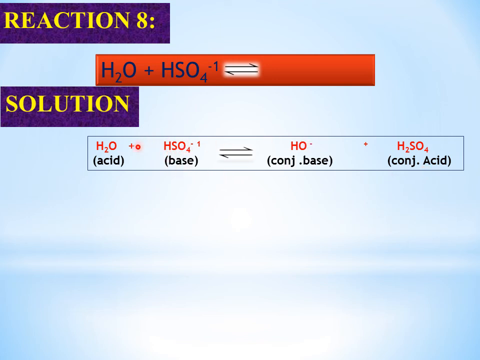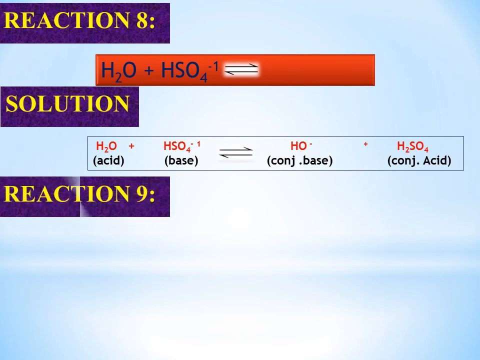And as we know that water is formed from one hydroxyl ion and one hydrogen ion, so when one proton has been taken by this bisulfate ion, the left one will be the hydroxyl ion, which will be the conjugate base of this water. Okay, so now let's go to reaction number 9.